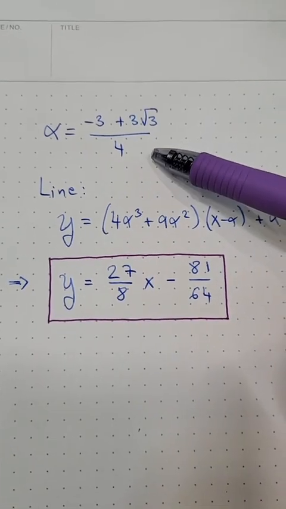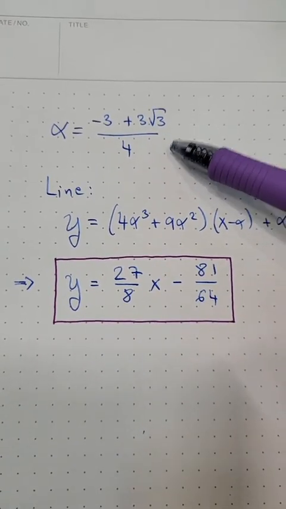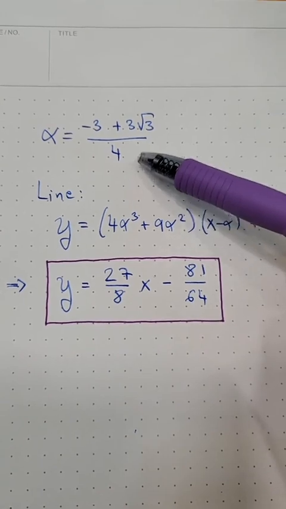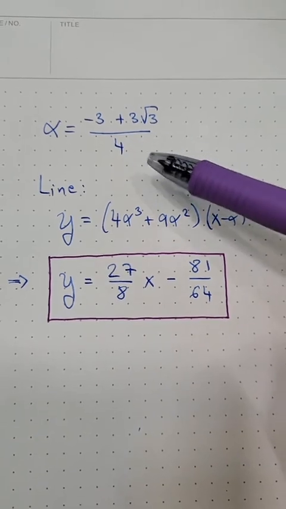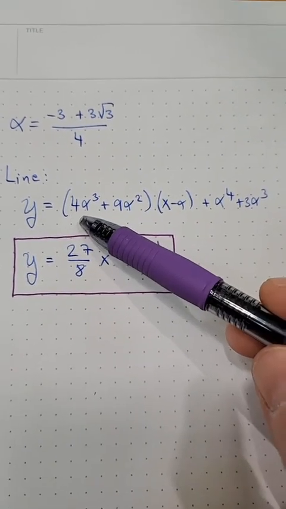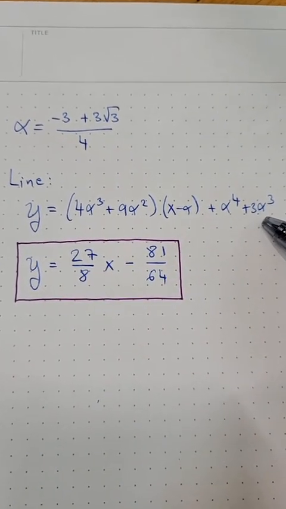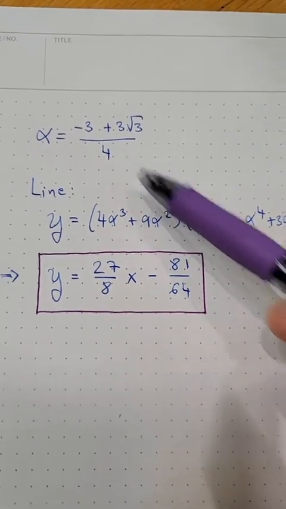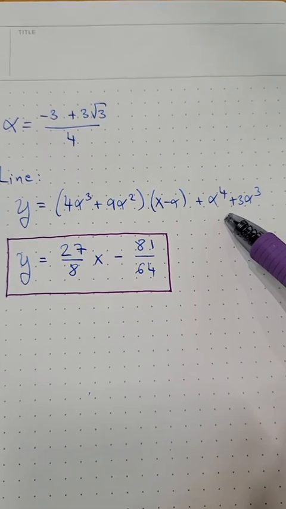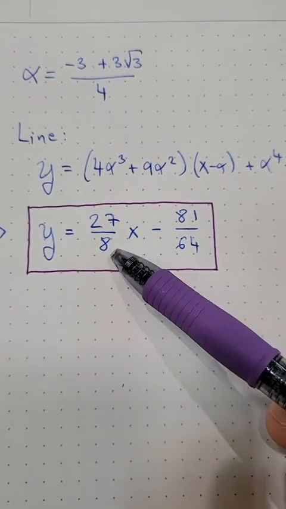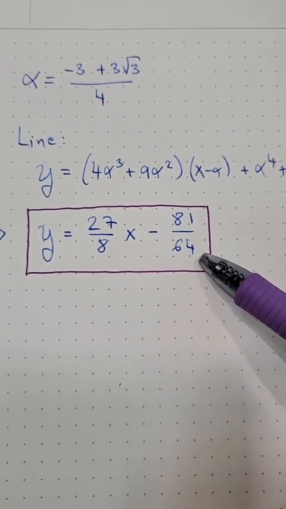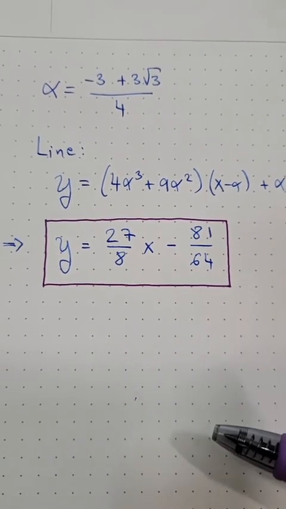And now that I know that alpha is minus 3 plus 3 square root of 3 over 4, this is one of the x coordinates of one of the tangent points. And since I know that the line is given by this equation, I can plug this number into these coefficients and find out that the tangent line is 27 over 8x minus 81 over 64, and that is the solution to the problem.